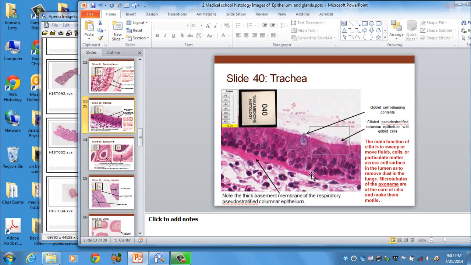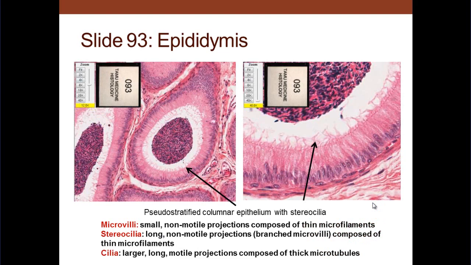So what we were supposed to see there are ciliated cells, pseudostratified columnar epithelium. It looks like there is more than one layer, but there's only one layer because all cells touch the base. They don't all touch the top, but they do touch the base. And in the trachea, you see this thick basal lamina as well.